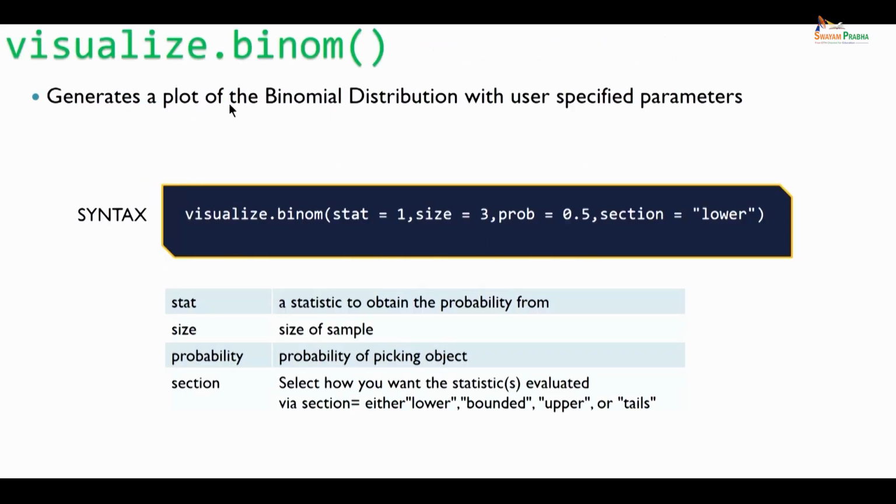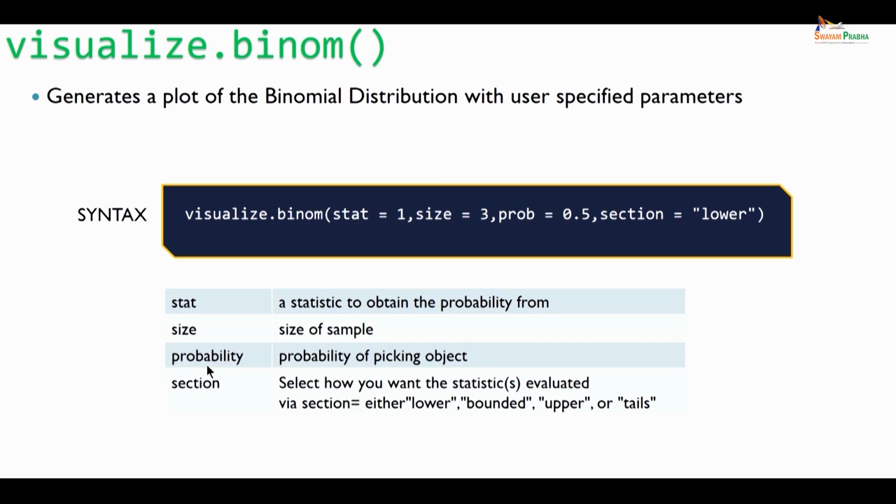So, let us look at the syntax. visualize.binom is the function which gives you the binomial distribution. The syntax is as follows. I have stat as the input parameter, the default value is 1. Stat is nothing but the statistic to obtain the probability from. Then I have size, which is nothing but the number of trials you have conducted or the total number of experiments you have conducted, and the default value is 3.